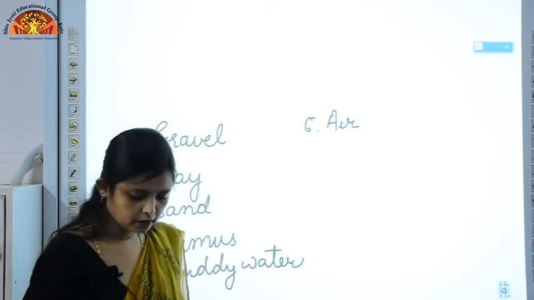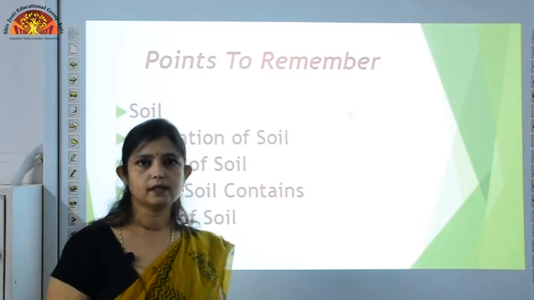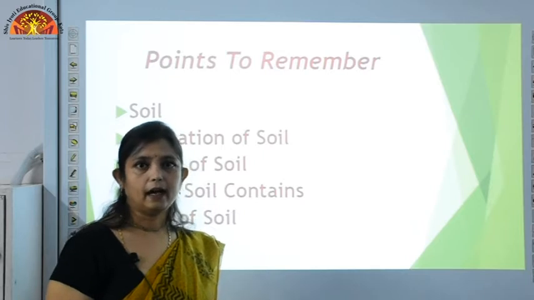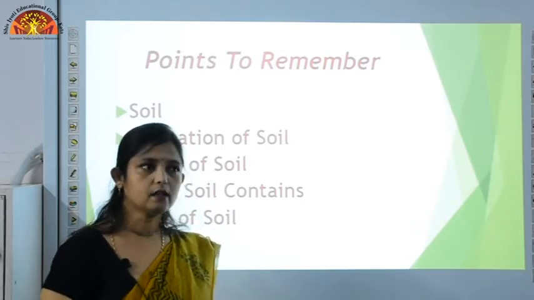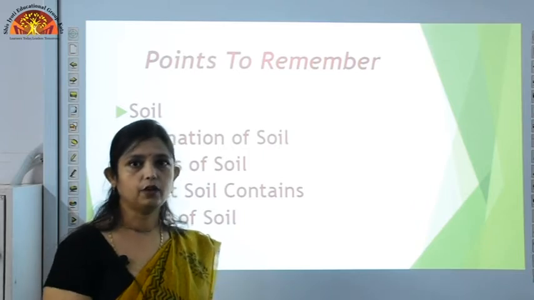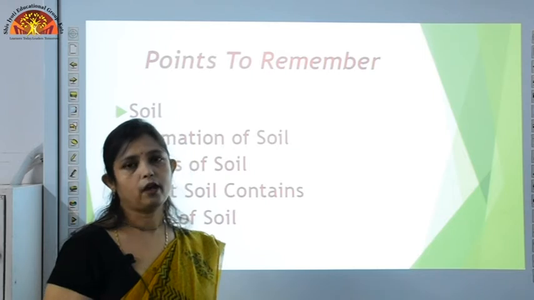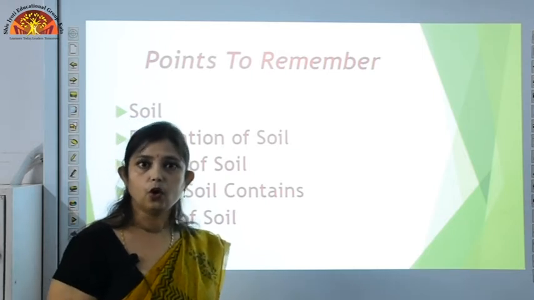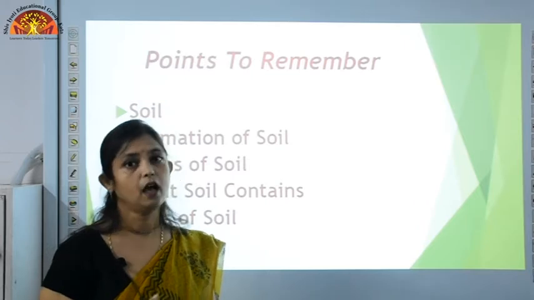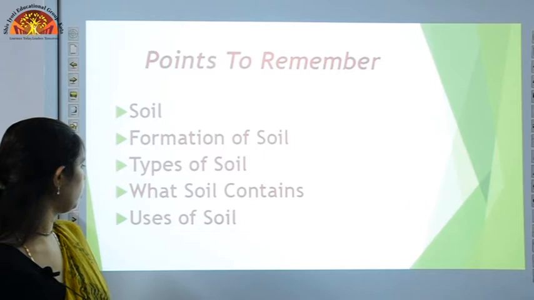Now, here we will talk about humus. What basically is humus? Humus is formed by the decay of dead plants and animals. This is the remains of dead plants and animals, and it is present at the above level or the topmost level of the soil. It makes the soil fertile. Farmers add manures to the soil to make it more fertile, and manure mainly contains humus. So this is all about what soil contains.